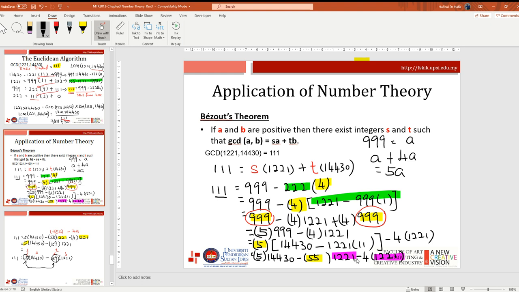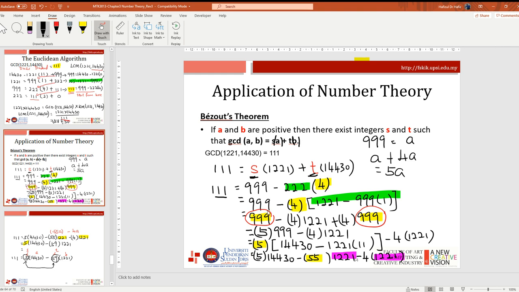This one, Bezout's theorem, is an application of number theory. If we have A and B positive, there exist S and T such that GCD(A, B) is equivalent to SA + TB. Yang ni kita nak tengok dia punya guessing number. Kita nak guess number apa yang kita nak bubuh. Contohnya kalau kita ada kat sini 111 = S(1221) + T(14430). Yang ni kita nak guess S dengan T ni berapa.